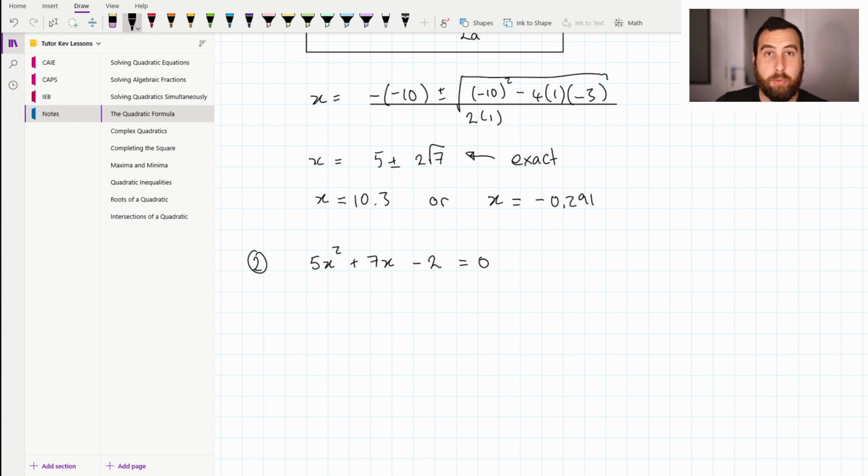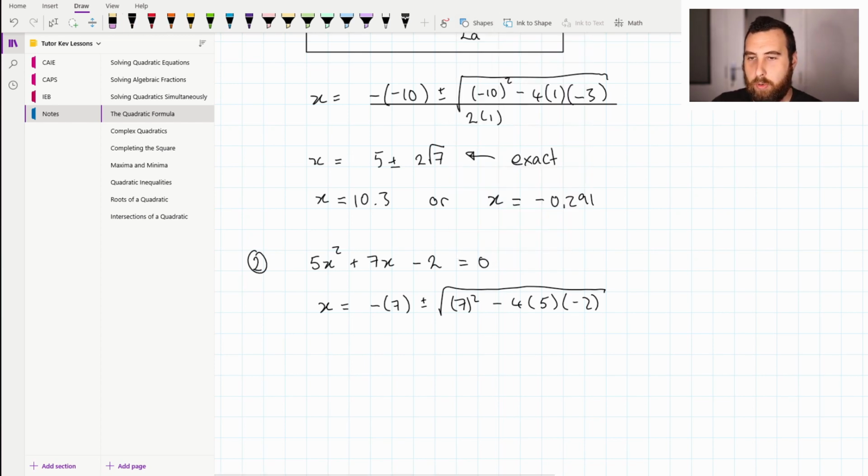So sometimes people find it easier to just do the quadratic formula instead of trying to go through the motions with all the factorization that you'd have to do, or the more difficult factorization. But here we're just going to go straight into using the quadratic formula. So we're going to say x is equal to minus 7 plus minus the square root of 7 squared minus 4 times my a term, which is 5, times minus 2, which is my c term, and all of that is going to be over 2 times my a coefficient, which is 5.